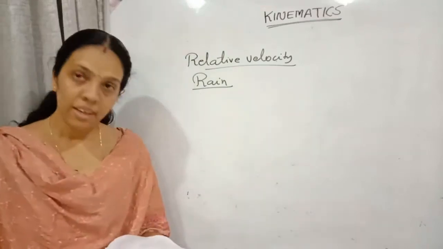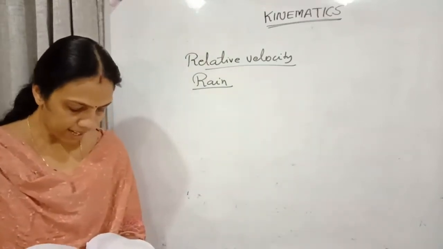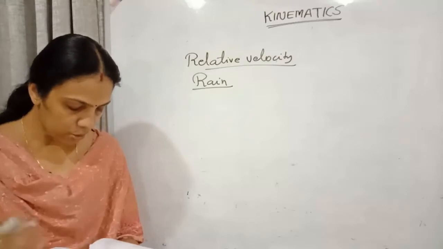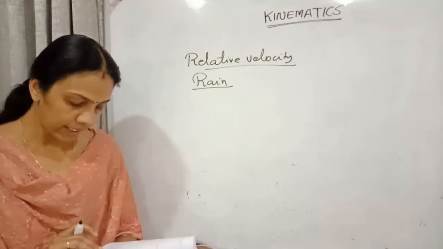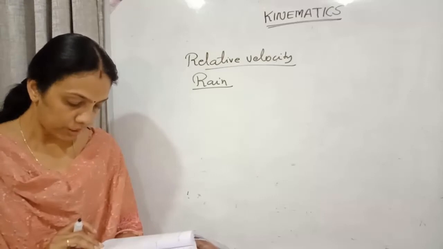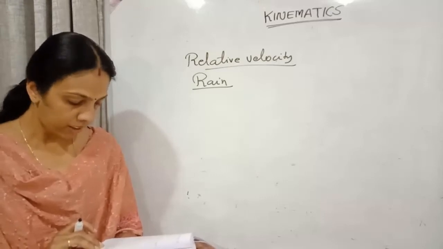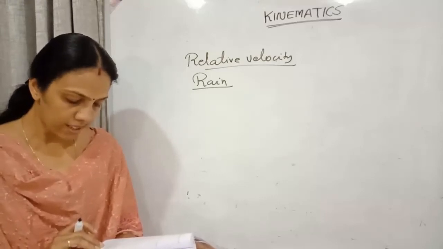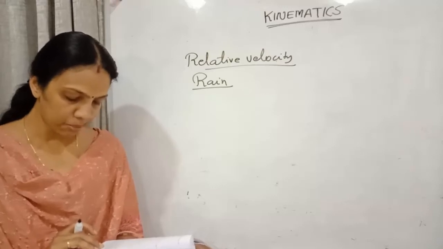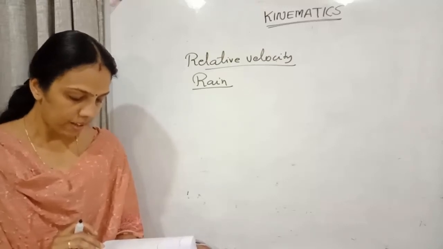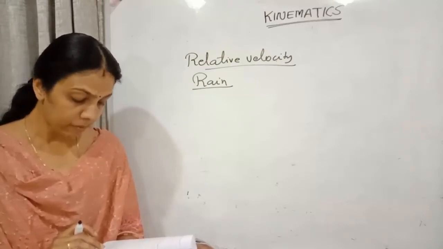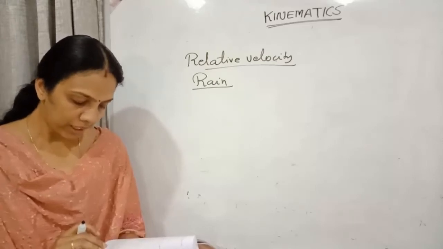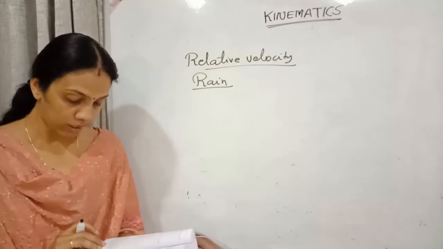Clear? Next question: a man standing on a road has to hold his umbrella at 30 degrees with the vertical to keep the rain away. He throws the umbrella and starts running at 10 km per hour. He finds that raindrops are hitting his head vertically. What is the speed of the rain with respect to the ground?